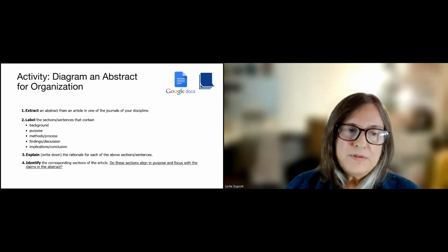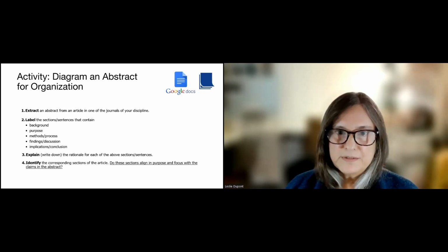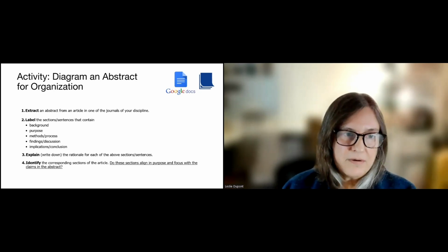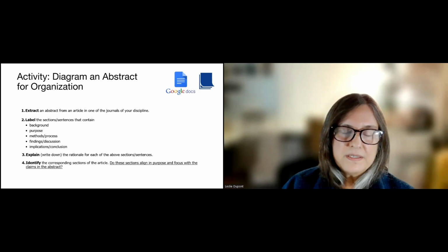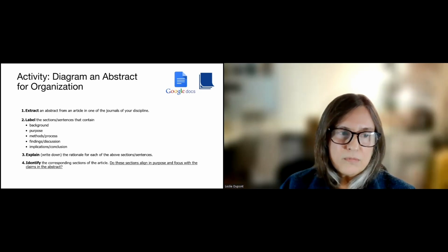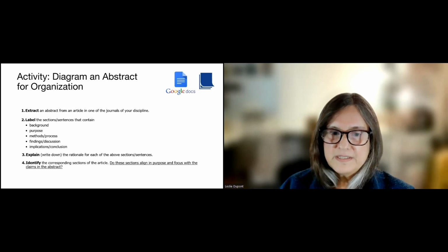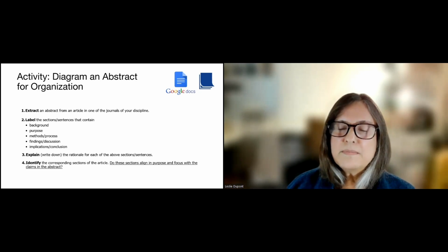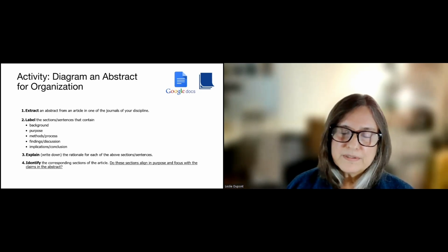So label those sections, and you don't have to label them in this way. This is just one example of how you could label them. You could separate things out too, in different ways. It's what is presented in front of you. So what is that abstract you're looking at saying? How is it organized? And then write down the rationale for each of these sections that you identify in that abstract. Again, what is the point? What is its underlying purpose? What is it being used to do for the reader?